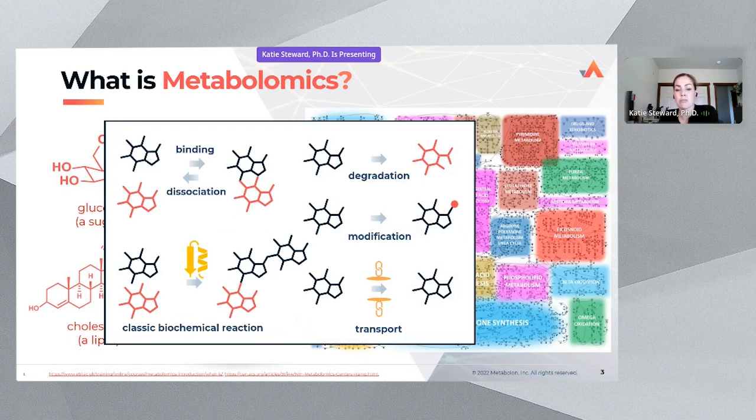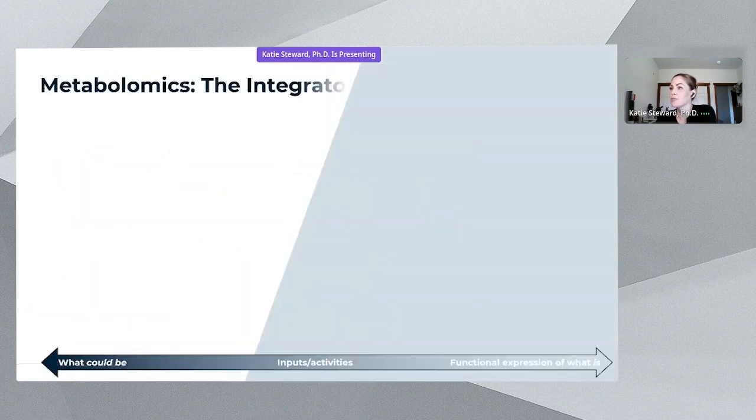So maybe substrates and products, modifications that are happening to some of those small molecules, how some of those molecules are degrading, or some of those proteins even might be degrading. And it can be really informative of classic biochemical reactions, binding and dissociation, phosphorylation, those types of reactions. And so it's really a good insight, and it's really the closest to the phenotype when we're talking about assessing your samples and your model and your research.